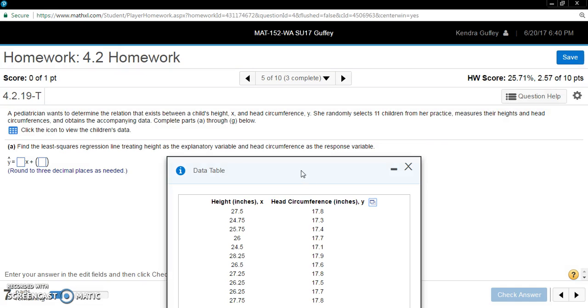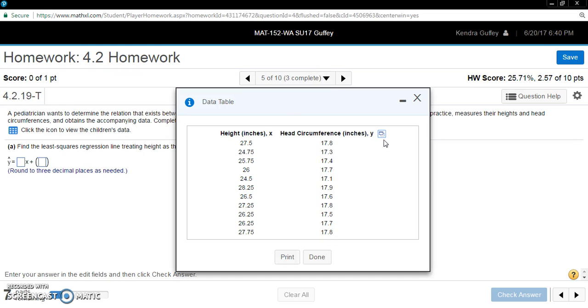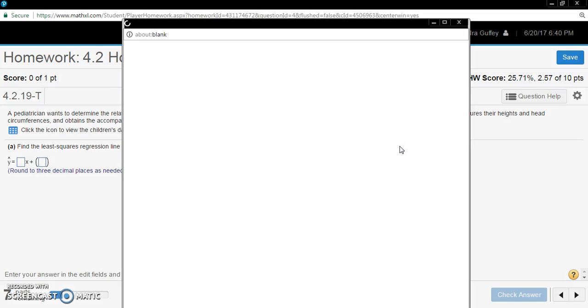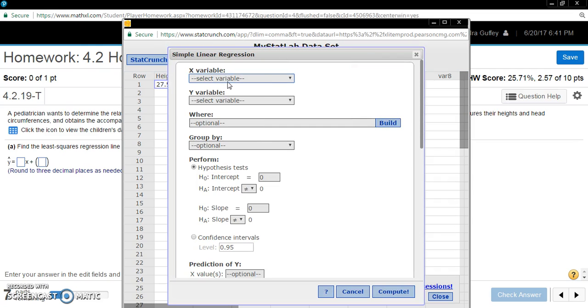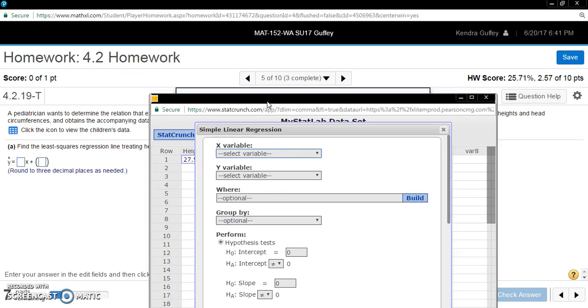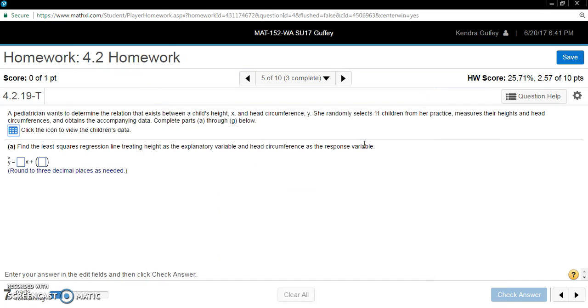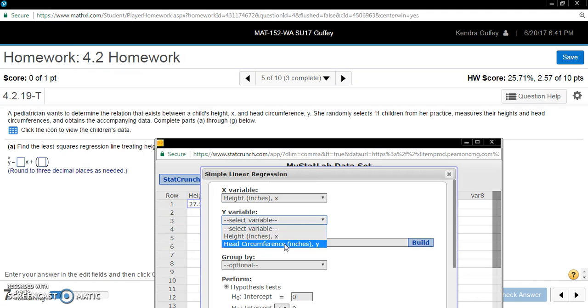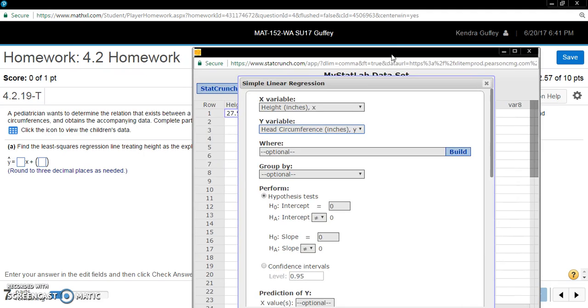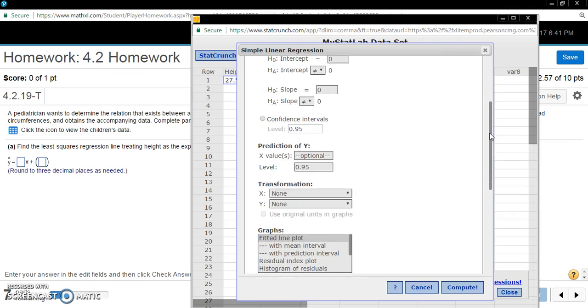So we're going to click our icon to view the data, and then I want to open this in StatCrunch. And then we're going to go to Stat and then Regression and Simple Linear. And our X variable is, let's see what our problem says here, the height, double check here, it tells us here, and then our head circumference is Y.